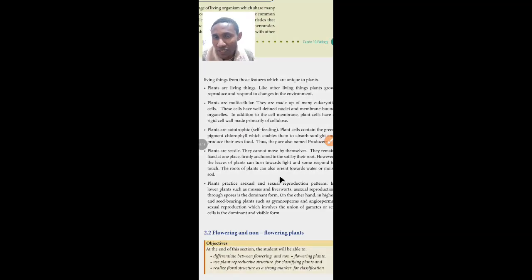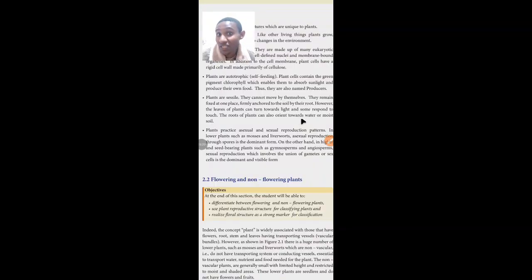Plants are also autotrophic, or self-feeding, organisms, because they absorb sunlight by using their chlorophyll. Plants are also sessile, which means they do not move from one place to another like animals, but they anchor themselves to the earth by their roots, and the roots are used to trap different minerals and water from the earth, which enables the plants to grow properly.